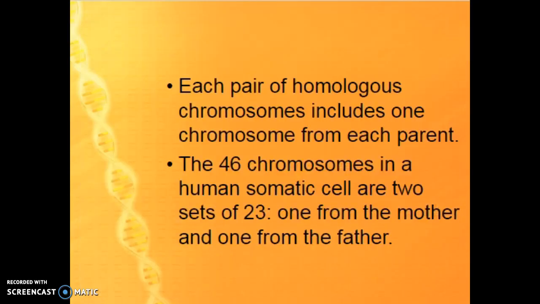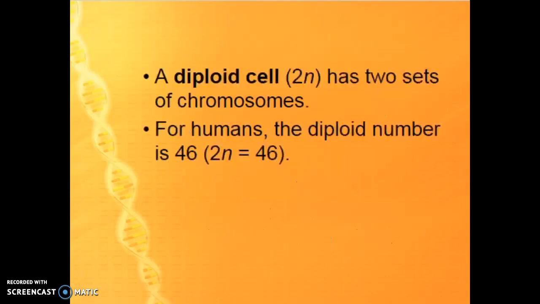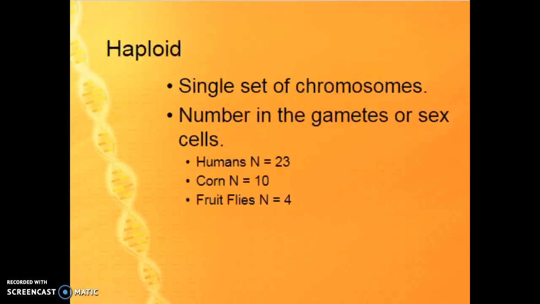So each pair of homologous chromosomes includes one chromosome from each parent. Two sets of 23, one from mom, one from dad. We know all that kind of fun stuff. A diploid cell has two sets of chromosomes, so we should be good there.